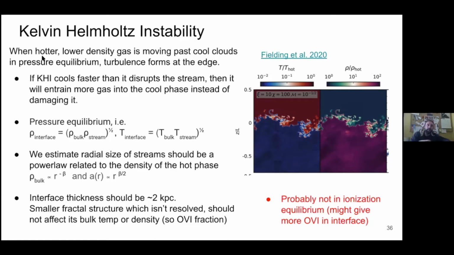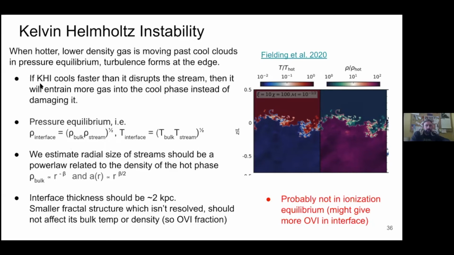And if it cools fast enough, it'll just join the inflowing stream rather than staying in the interface and screwing things up. And so it'll entrain more gas into the cool phase instead of damaging it. This is a recycling process, because this is how that hot outflowing material with metals can join the stream and make the stream have some higher metallicity than it would have.